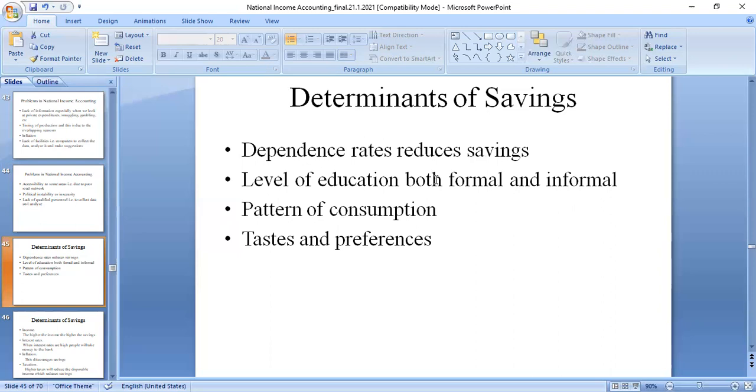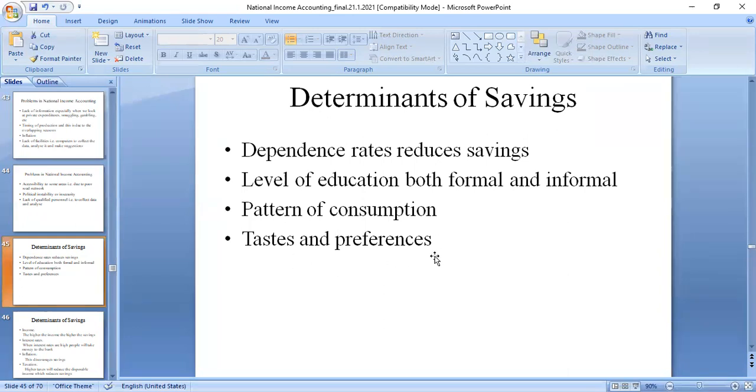Then level of education, both formal and informal. Of course, educated people are taught how to spend, so they know the goodness of saving more than the informal people, the illiterate people that are not educated, that do not know the importance of saving. And then the pattern of consumption. The higher the level of consumption, the lower the level of saving. And the lower the level of consumption, the higher the level of saving.